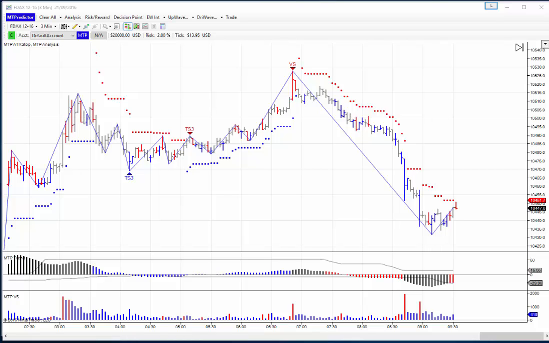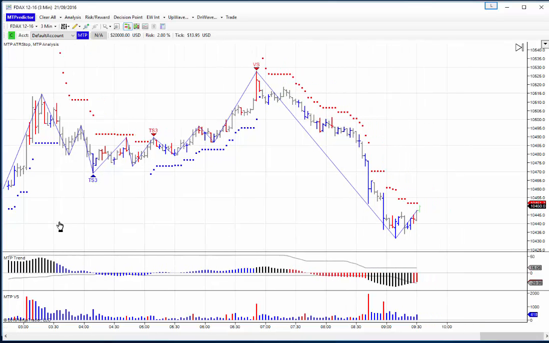In today's MTPredictor video, I'd like to look at a lovely VS, or volume spike, trade setup that's unfolded here, that's nailed the high absolutely perfectly on the Dax this morning. So let's have a look at this trade setup in a bit more detail.